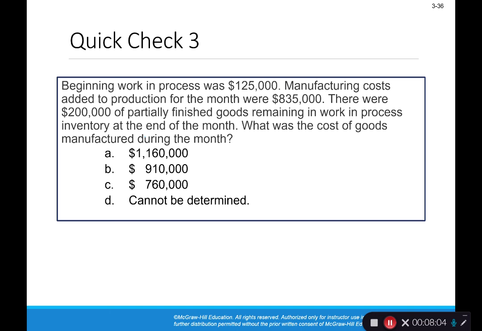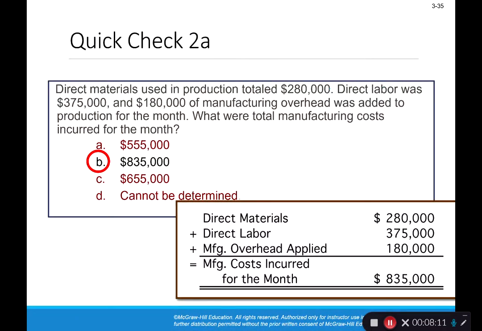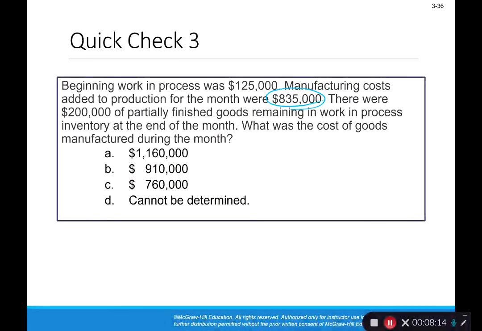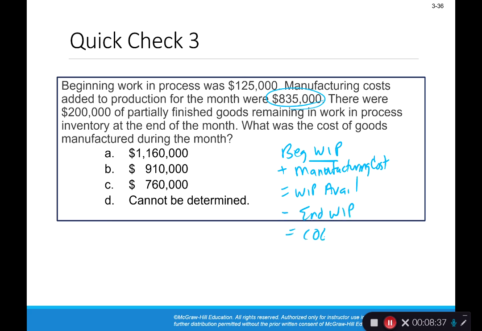And welcome back, friends. It tells us beginning WIP is 125. Those manufacturing costs are 835. That's what we've previously figured out on this last one. And it says that 200,000 of partially finished goods remain in WIP at the end. What's cost of goods manufactured? So we use our beginning WIP formula plus our manufacturing cost equals WIP available. That's what I like to call it, minus ending WIP equals cost of goods manufactured.